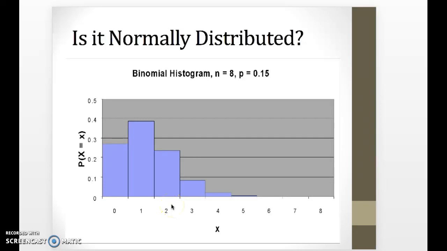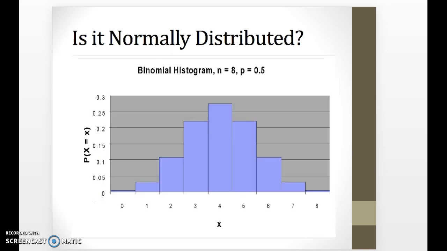Hello Math 152 students. In this video we'll take a look at part 2 and finish up our comments on the binomial distribution and the normal approximation. So we just looked at our first example and we saw that the n times p times 1 minus p was small, 1.02, not big enough to approximate this with a normal curve. Makes sense, it doesn't look normal.